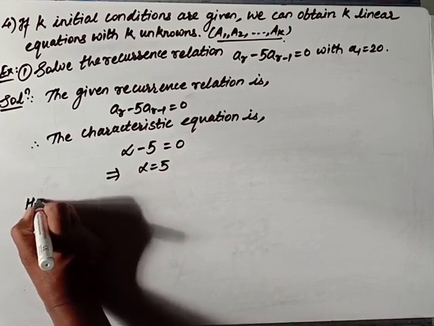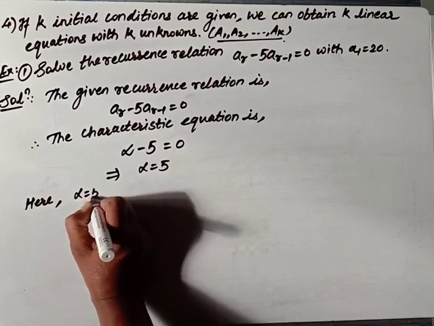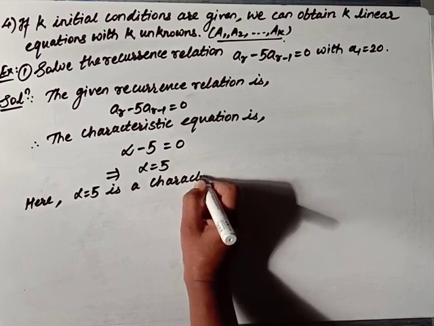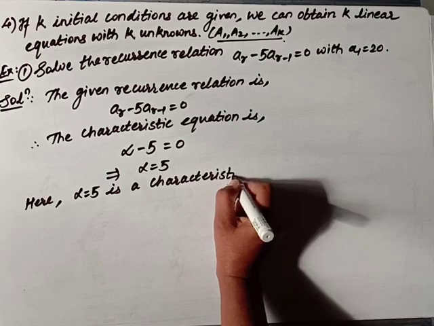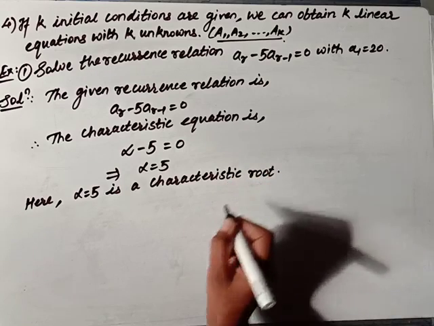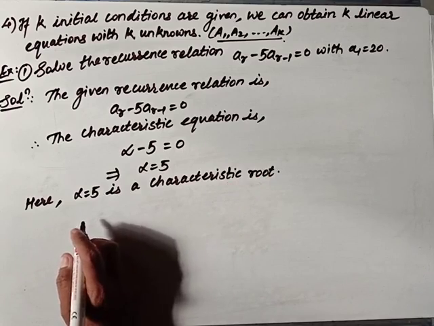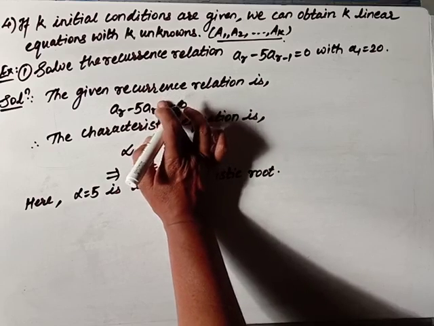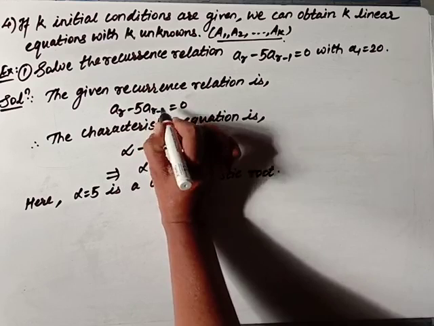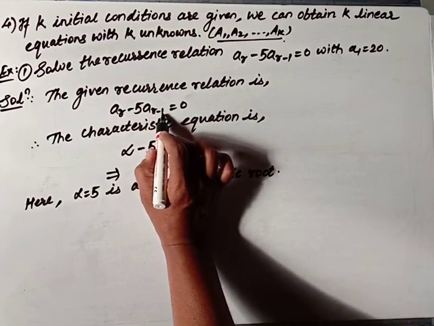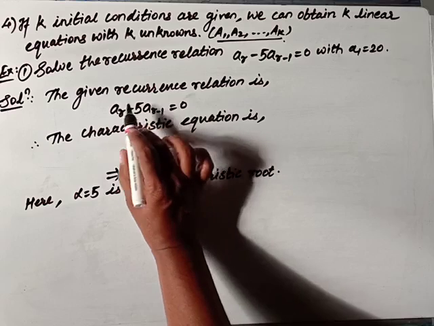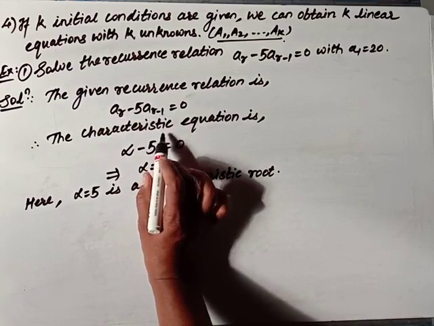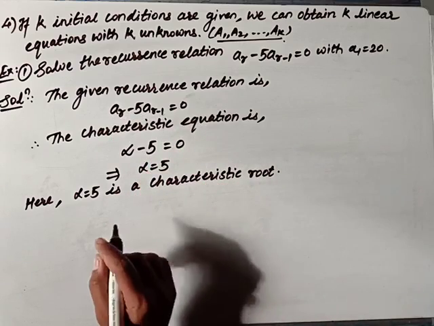So, here alpha equal to 5 is a characteristic root. Okay. Now, one more thing you can remember here. Look here, the (r minus 1)th term is here, a_(r-1). So, this gives us the value of k. Here I will get alpha raised to 1 minus 1, obviously alpha raised to 0, so that will become 1. As such, also you can remember it.